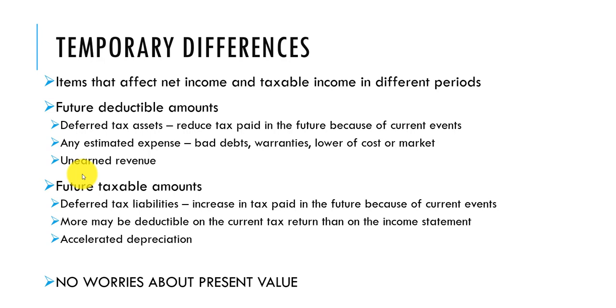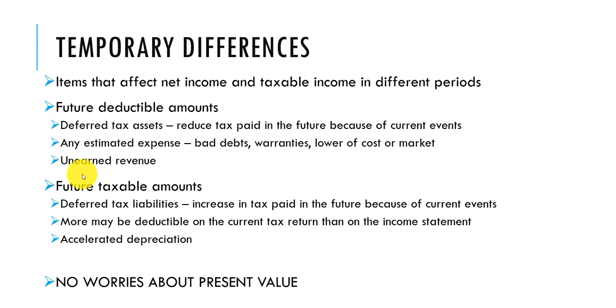Future taxable amount works the other way. These are things that are deductible on the tax return, but not on your income statement yet. These result in deferred tax liabilities, because in the future you'll have to pay an increase in taxes because of the current events in the current year. Usually the biggest example of this is accelerated depreciation. The tax law allows for all kinds of special depreciation deductions, bonus, accelerated, MACRS, all of that, in order to incentivize businesses to buy more equipment.